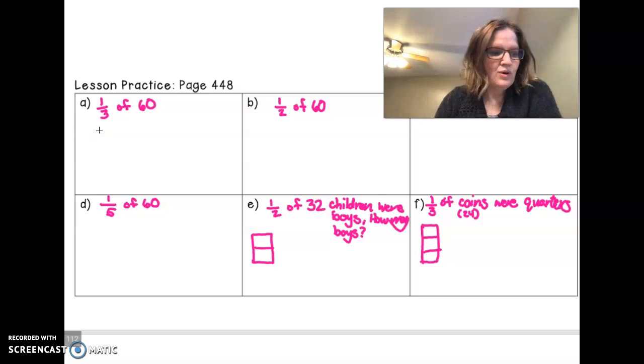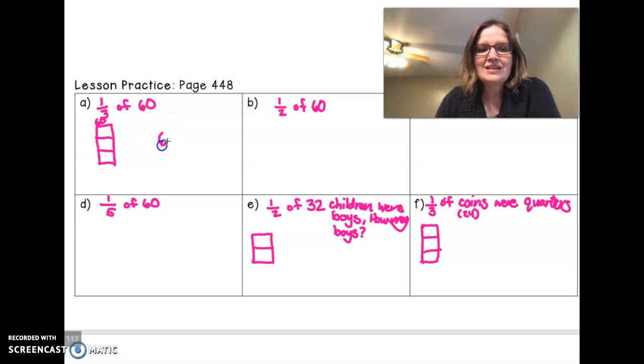We can view it. They want you to draw out what it would look like. Here is our 60. And when we break it up into 1/3, that means that we're dividing 60 into 3 parts. And so let's do this. 3 goes into 6 2 times. We pull down our 0. 3 goes into 0, 0 times. And so 1/3 of 60 is 20.